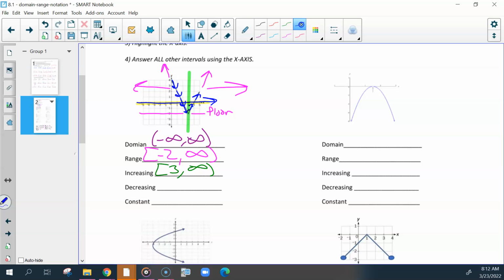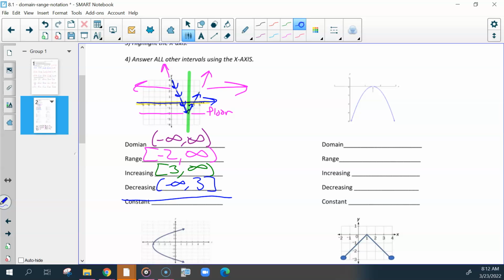Now we can look at the other part of this, the decreasing. Where does this start decreasing? Negative infinity. And where does it stop decreasing? 3. So this would keep decreasing until it gets to this point at 3. These things are usually connected. Wherever you stop, you usually start at that same place and then continue. There's nowhere on here where this is constant.